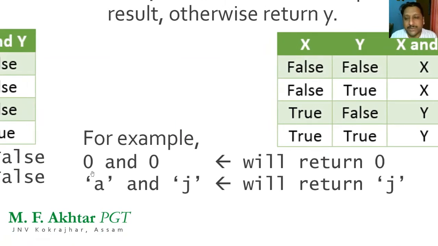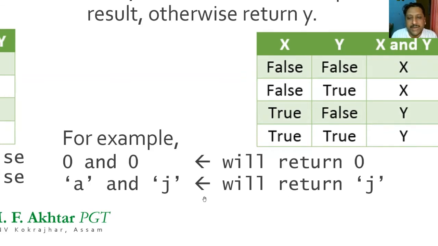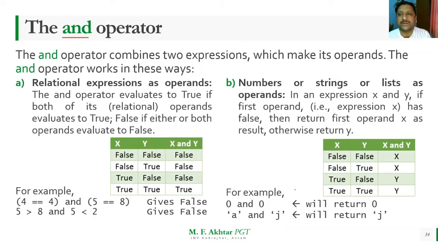See the example here. Both are false, 0 and 0, then it will return the first value. Both are false, so it will return x. The first value, which is 0, is returned. Here a and j will return j. See, both are positive values, a and j. When both are positive values, it will return y, meaning the second one will be returned, that is j is returned here. Accordingly you can understand how this AND operator is working.